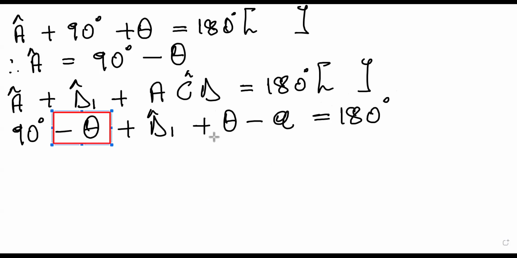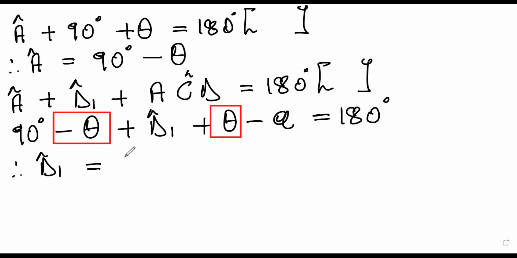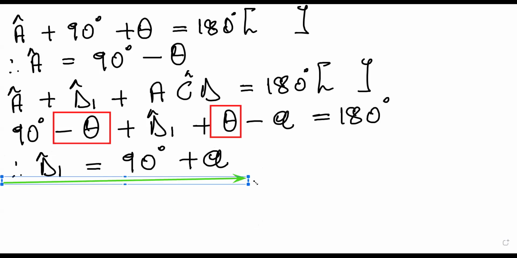Now we can see that the two thetas cannot be in the same room, so they cancel out. And now we are left with D1 on the left-hand side. We take 90 degrees to the right-hand side, it becomes negative. 180 minus 90, that's 90. But the alpha becomes positive. So then this is what we have. And now we have the size of angle D1. So now we can use the sine rule.